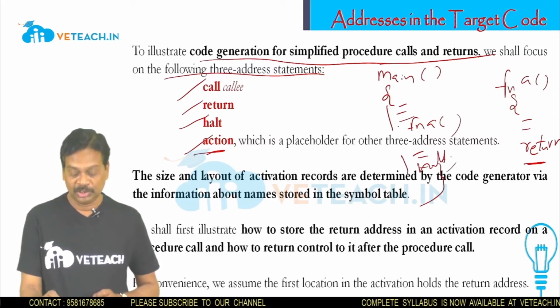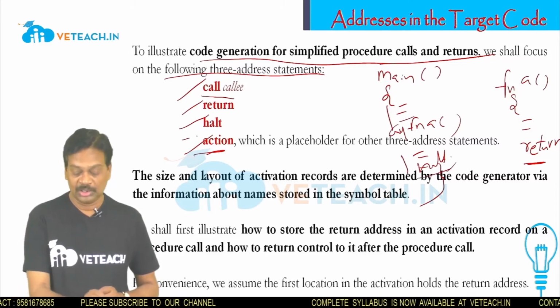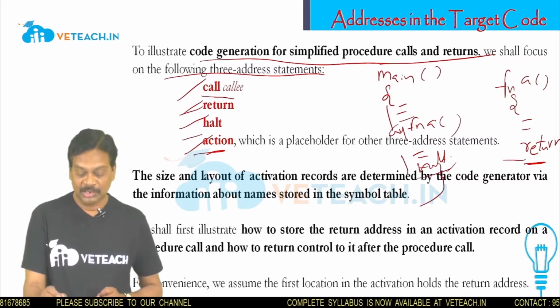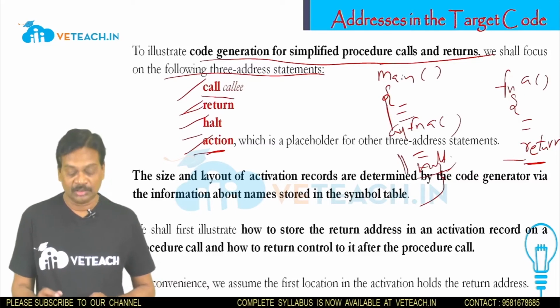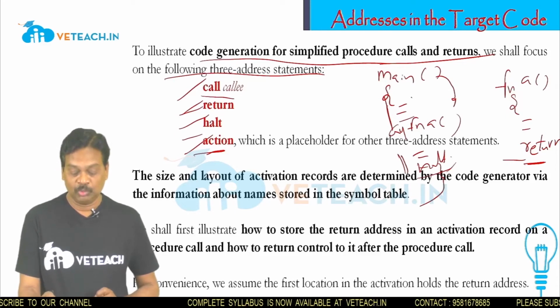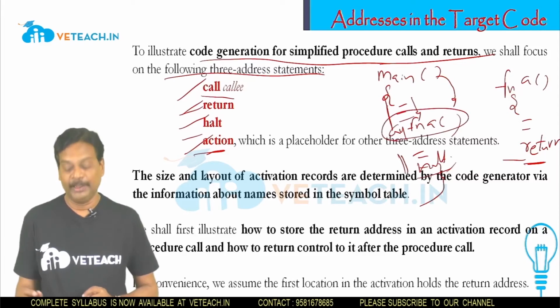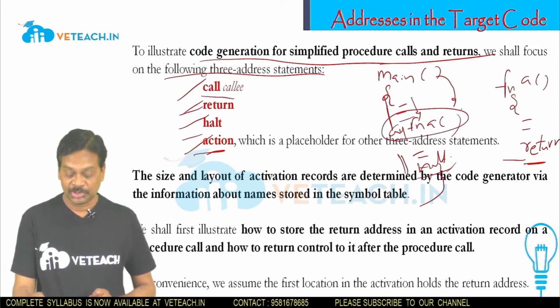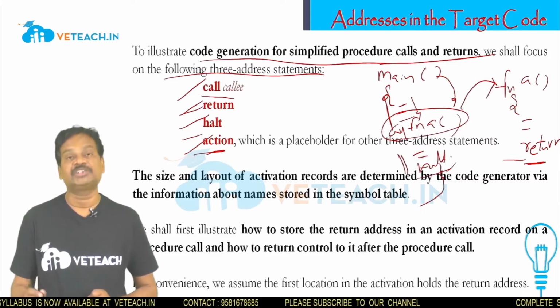Here we are having the call function. The call is there, the halt is there, the return is there, and all these parts we are calling the action part. Now here, the main program is executing. While it is executing, it is required to call the function A. Immediately the processor switches from the main program to the subprogram, that is the function A.